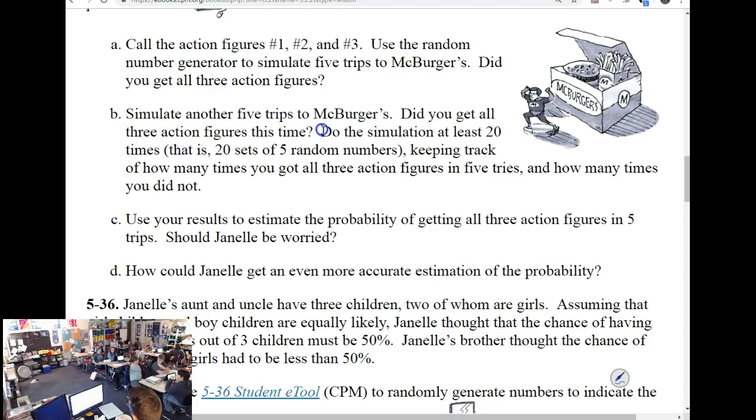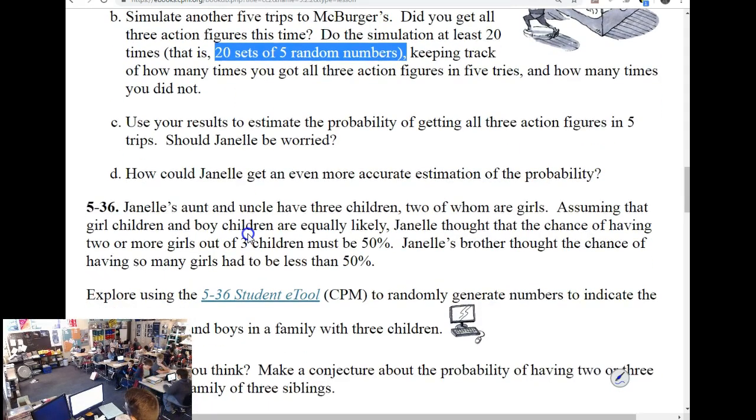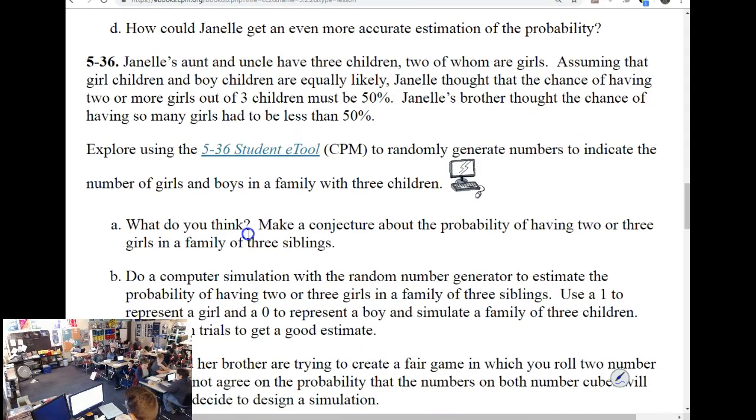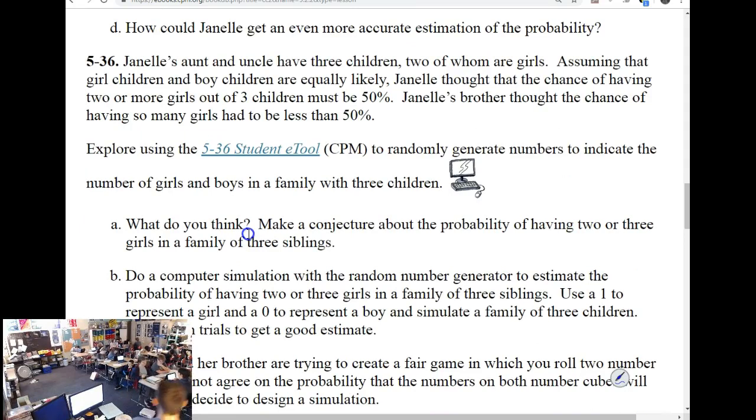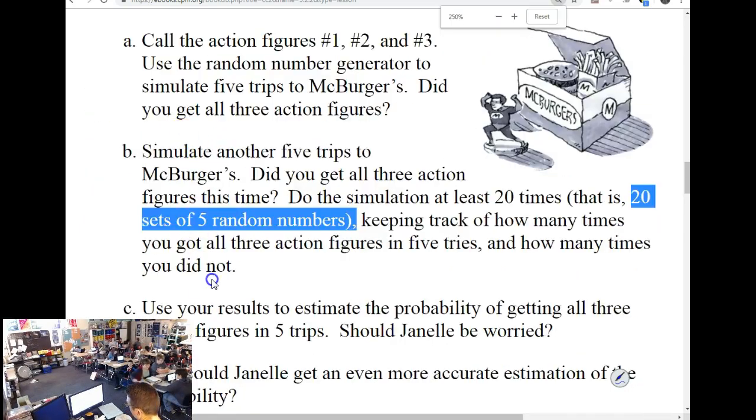So, we ended up with more than 10 probably, or more than 20, because I did it so many times. Do I understand what that would do for us, though, running the simulations? All right, so different situation. I'm going to give you guys a couple minutes. Anyone new want to read? Ava, go ahead and read about Janelle's aunt.